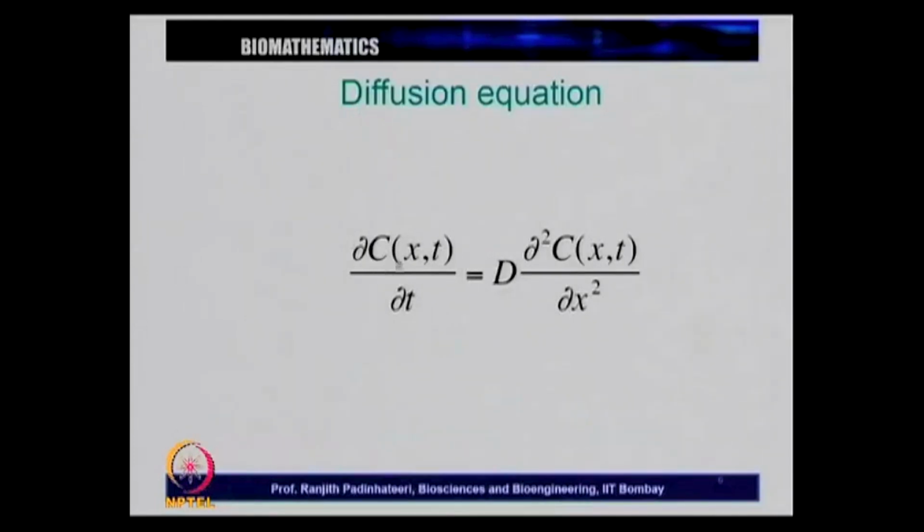So, how does the concentration change with time is this, and how does the concentration change in space? x is the distance, the space variable. This is essentially how the concentration changes with space, and this is how the concentration changes with time. So, this relation is called the diffusion equation.